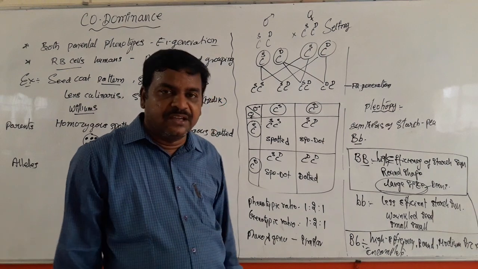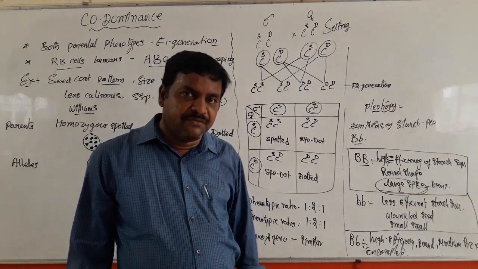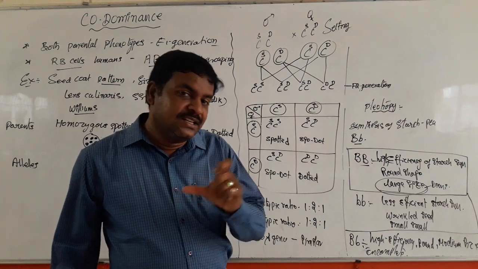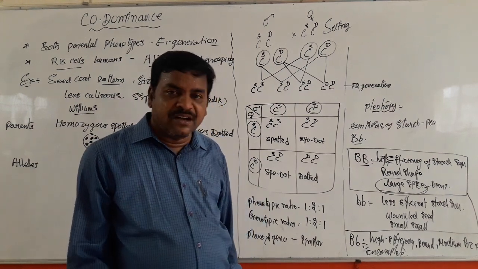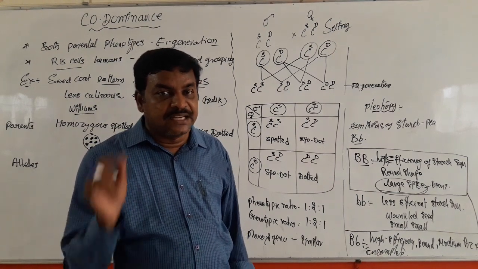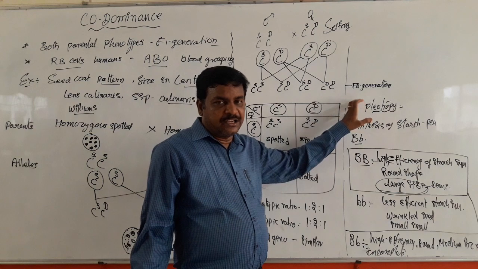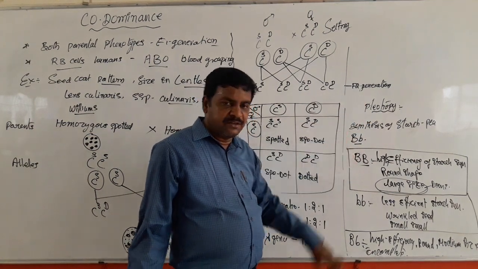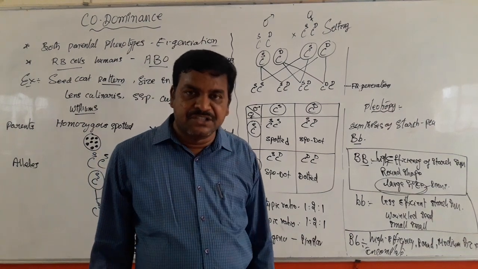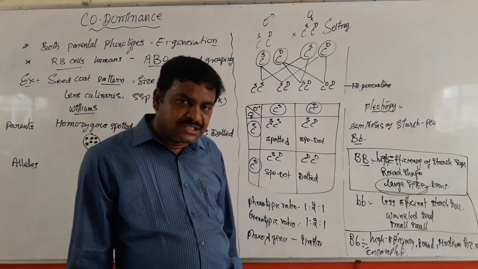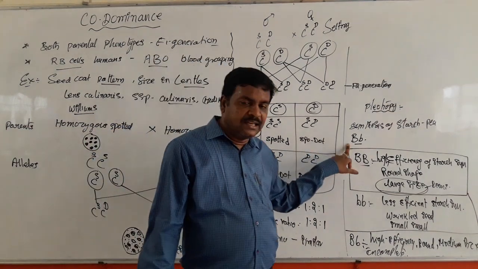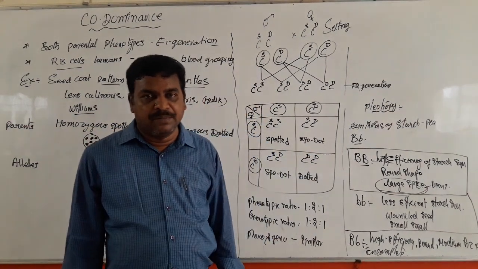What is pleiotropy and what is an example of it? Occasionally a single gene is responsible for more than one character, multiple characters. That is called pleiotropy. One of the best examples of pleiotropy is the gene responsible for the synthesis of starch in pea seeds. Such an example has one gene having two alleles, capital B and small b.